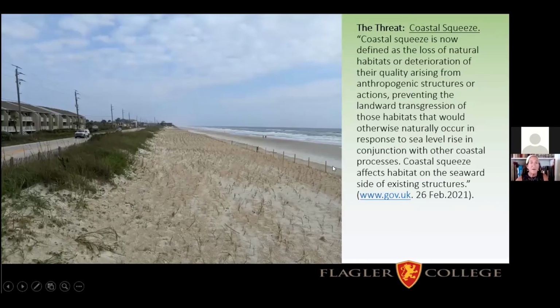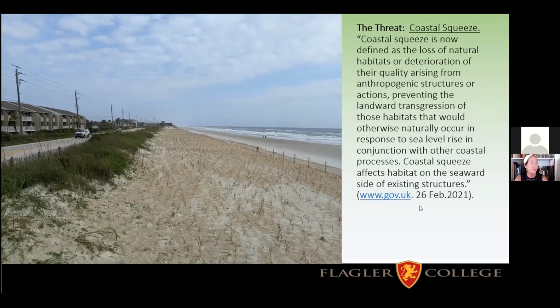All right, I'm going to start with a picture's worth 1,000 words here and talk about coastal squeeze. As you can see from the definition, coastal squeeze is defined as the loss of natural habitats or deterioration of their quality arising from anthropogenic structures or actions preventing the landward transgression of those habitats that would otherwise naturally occur in response to sea level rise in conjunction with other coastal processes. Coastal squeeze affects habitat on the seaward side of existing structures.